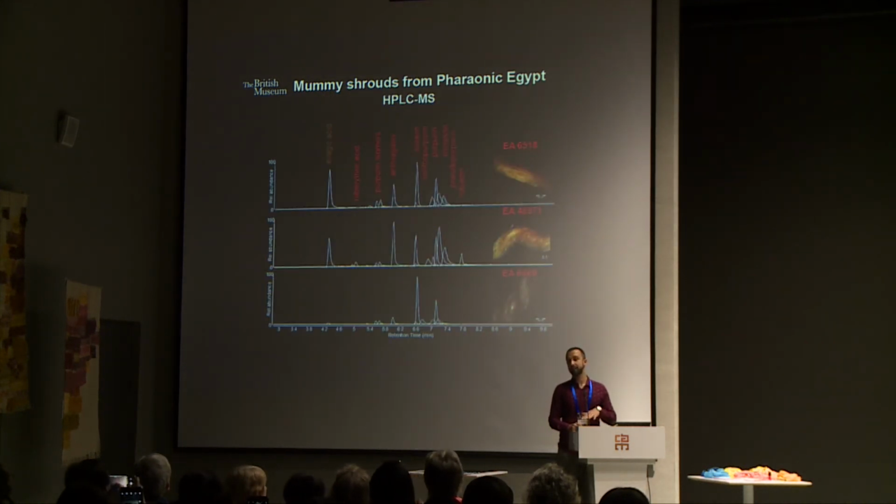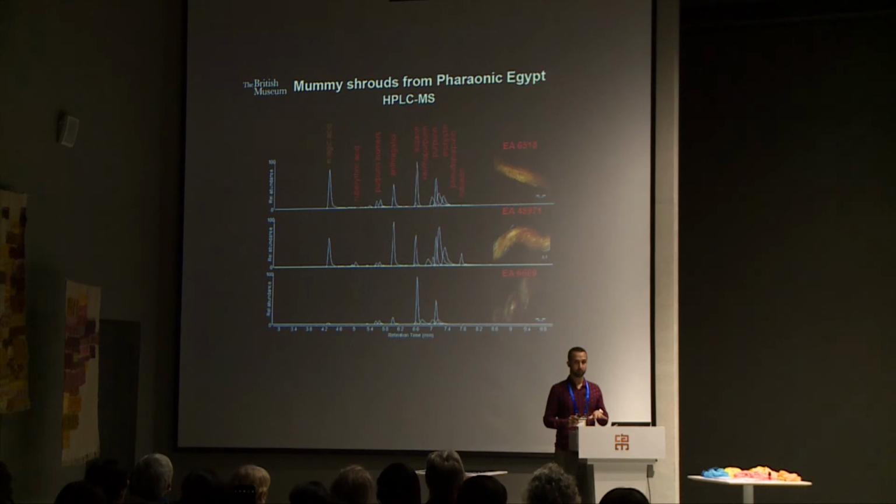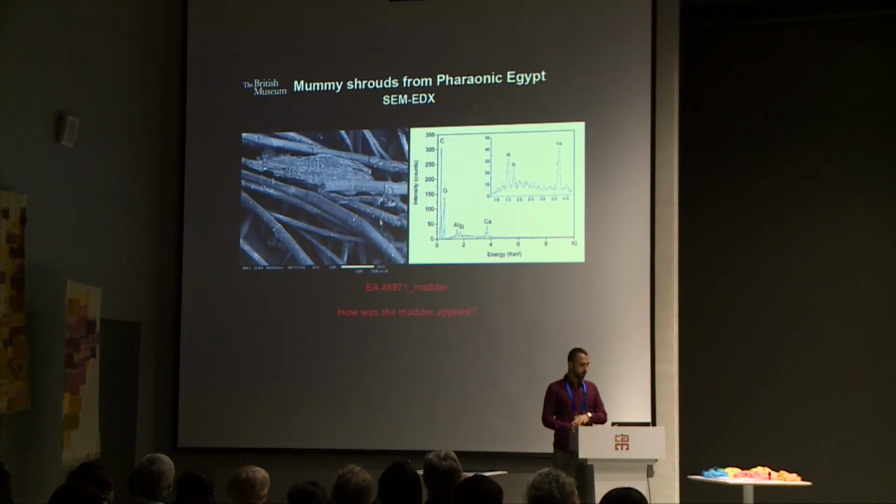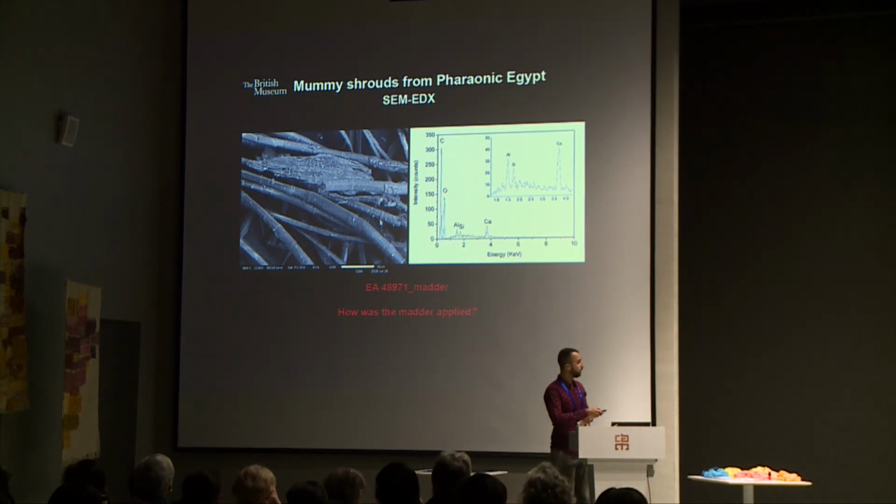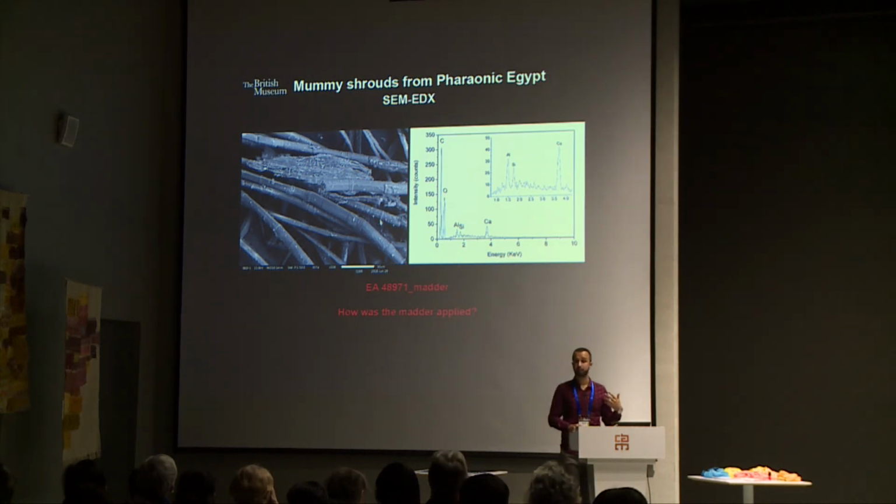When we did the analysis by LCMS, we could confirm the presence of madder. There were some differences in the relative amounts of the various molecules, and we picked up the presence of tannins as well in all the samples containing madder. But then also when we looked with scanning electron microscopy, you can see here, this is the same big agglomerate that we were observing under the UV light.